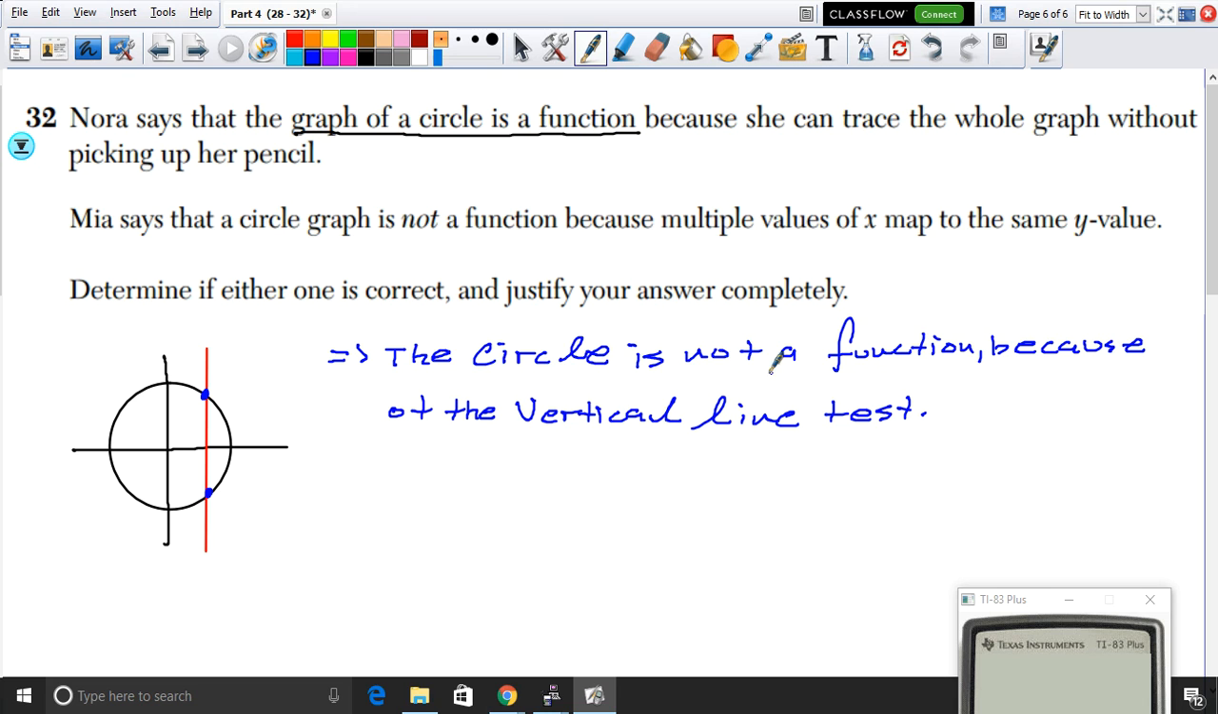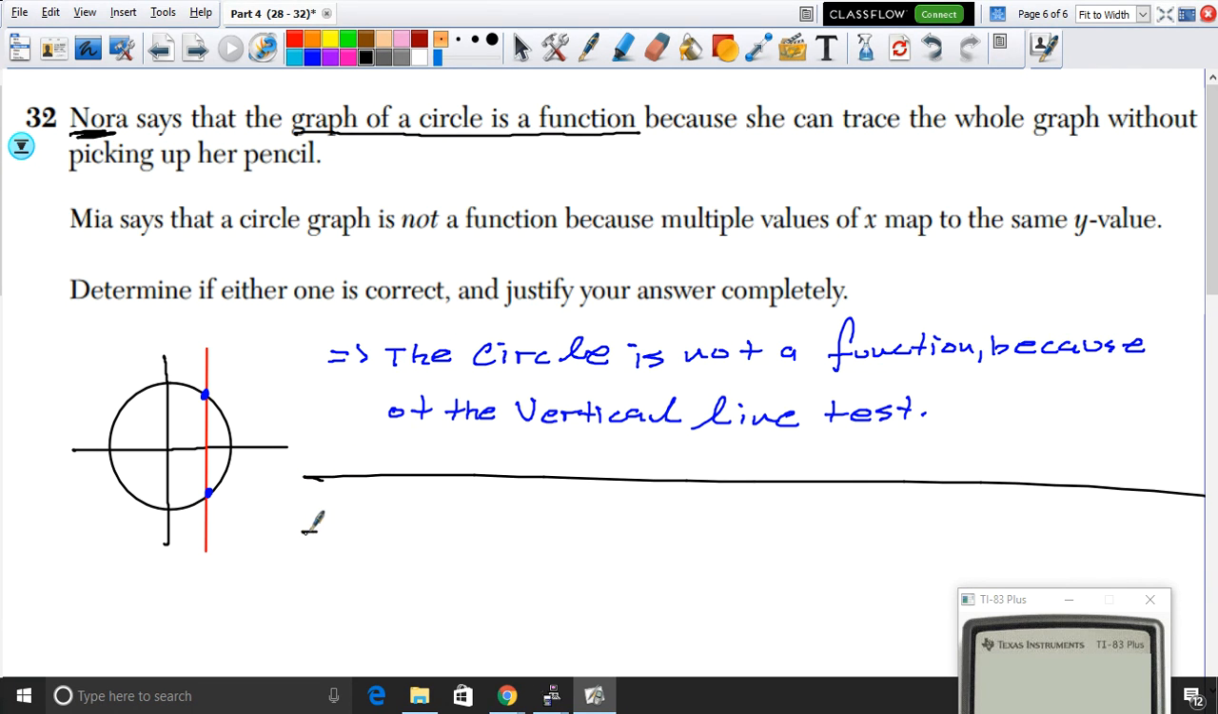So at least we have come up with our own conclusion, and that is that if we draw that circle and if we draw a vertical line, it touches more than one point, so it fails the vertical line test. So let's actually answer the question here. It says, Maya says that the circle graph is not a function. Nora says that the graph is a function. So we know that Nora is not correct.